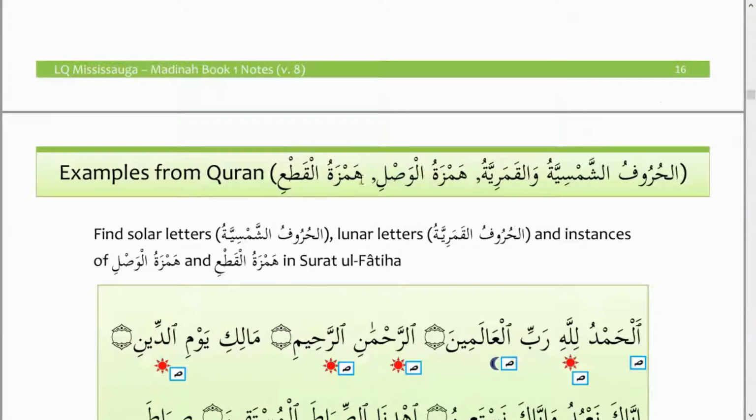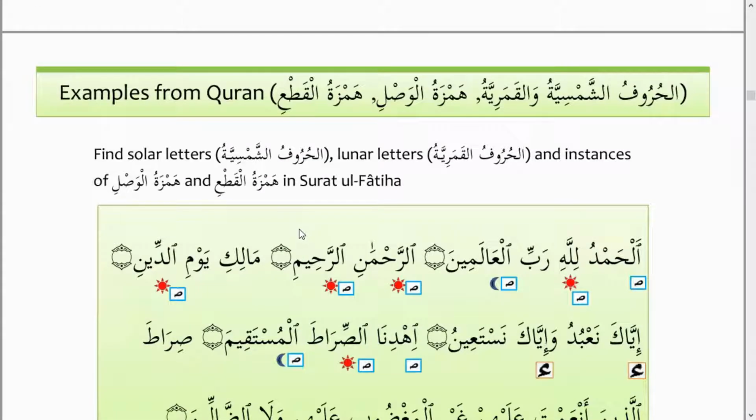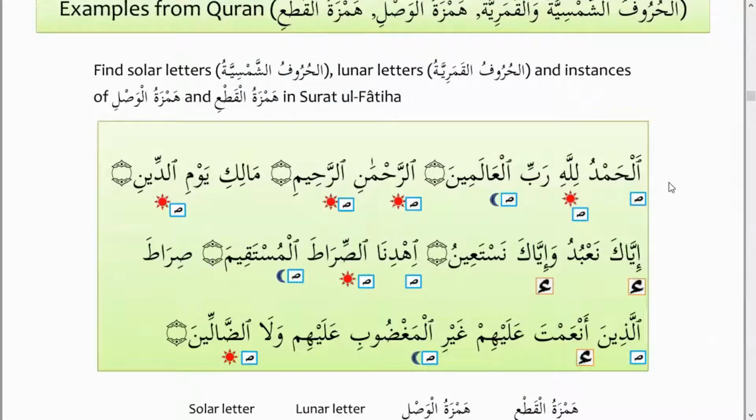So these are the examples from Suratul Fatiha of Huruf al-Shamsiyya wal Qamriyya, Hamzatul Wasl and Hamzatul Qata. We have to try to find the solar letters, lunar letters, and instances of Hamzatul Wasl and Hamzatul Qata in Surah Fatiha. So let's look at Alhamdulillahi Rabbil Alamin. Alhamdu. See, this is Hamzatul Wasl. How? Because this is the Alif Lam, and you see a small Sad here. And this is also Hamzatul Wasl.